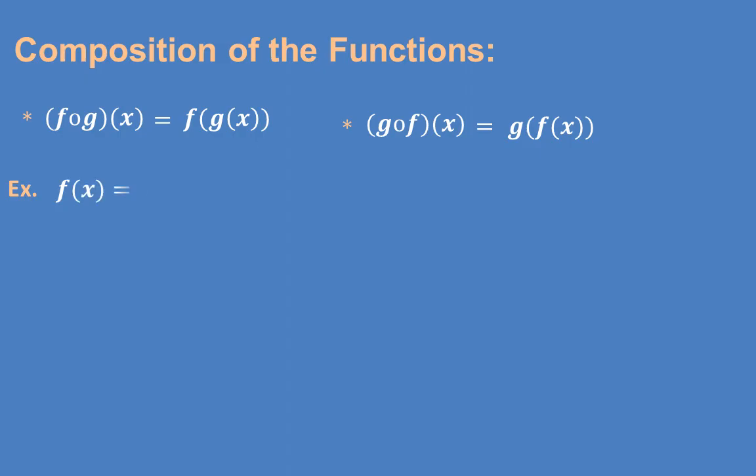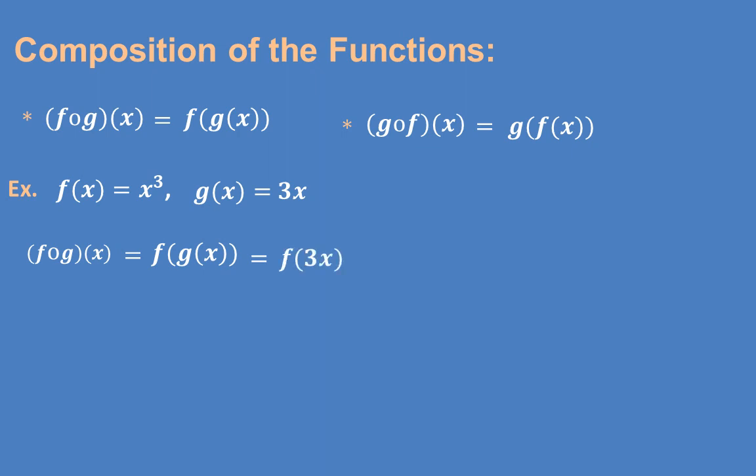Example: if f of x equals x cubed, and g of x equals 3x, thus, f composite g of x is equal to f of g of x. Then, substitute g of x with 3x, so, you will get f of 3x. Then, in the function f of x, substitute x with 3x, so, f of 3x will equal 3x cubed, which is equal to 27x cubed.